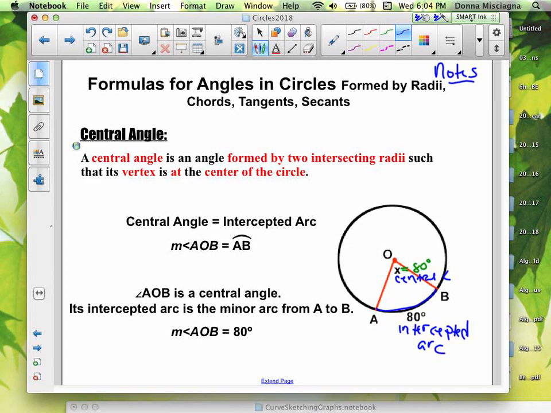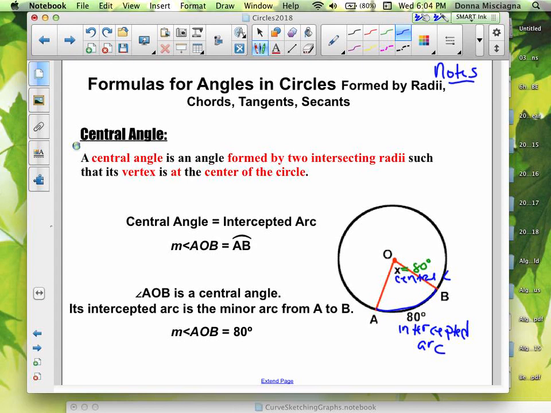So its position gives its name, right? So it's at the center of the circle. Its vertex is at the center, so it's called a central angle. That makes a lot of sense, right? Intercepted arc, like you have an interception, right? You get in the way there. You catch the ball, right? So think of the angle as kind of going through the circle there and capturing the arc in between the two sides, if that helps.